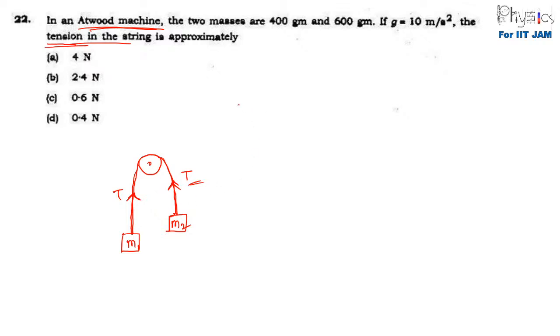So what is T? What was the formula for T? I hope you remember. T is equal to 2 M1 M2 by M1 plus M2. If you forgot the formula, don't worry. I'll make a video on Atwood's machine in a few days. It would be published in the upcoming days. Okay.